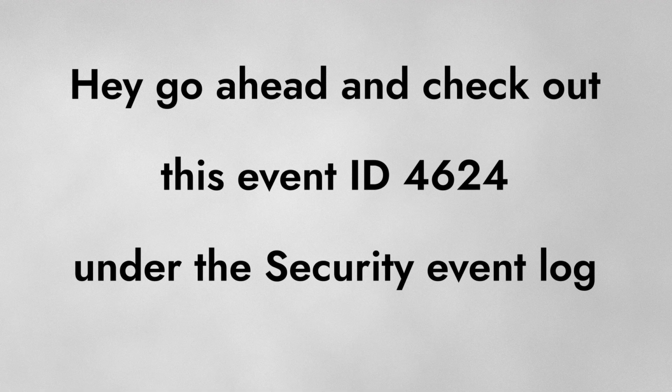This is why it is extremely important that when you are communicating with others about event IDs, you mention exactly where you're looking. So if I was communicating a finding that I had in my investigations, I would say, hey, go ahead and check out this event ID 4624 under the security event log. In that example, I specifically mentioned the event ID 4624 under the event log security. By doing this, there shouldn't be any confusion.